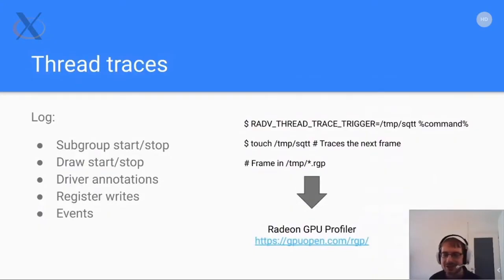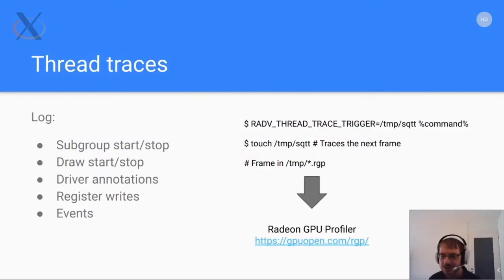The idea is that we can have the GPU dump all kinds of things to a buffer. Like when a shader subgroup starts or stops, when a draw starts or stops, driver annotations, command buffer register writes, or other events like cache invalidations or barriers. Over time, we have integrated this with the RedV driver. You can start an application and set an environment variable to a non-existing file. Then when you create the file, it deletes it again, traces the next frame, and gives you a nice buffer in the TMP directory.